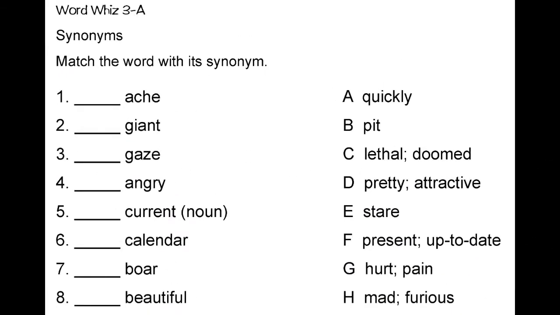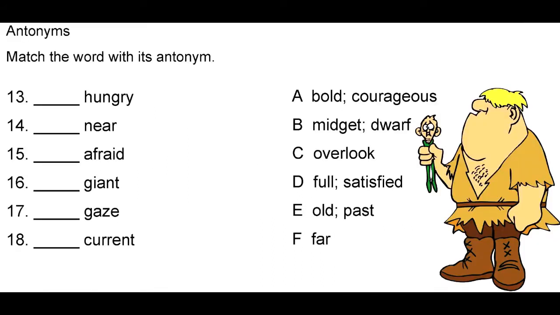This exercise will focus on synonyms, which are words that mean the same thing. Let's do number 1, for example, ache. So we find the synonym for ache, which is hurt or pain, and neatly write the letter on the provided space. Next, we will practice antonyms, which are words that have opposite meanings.